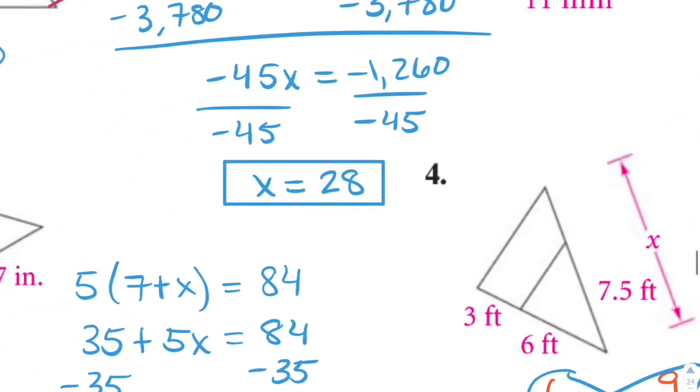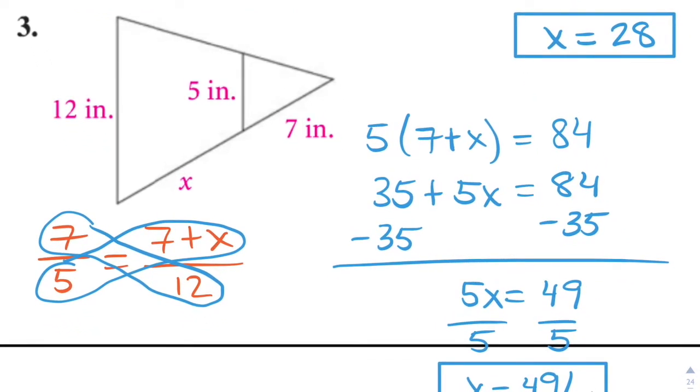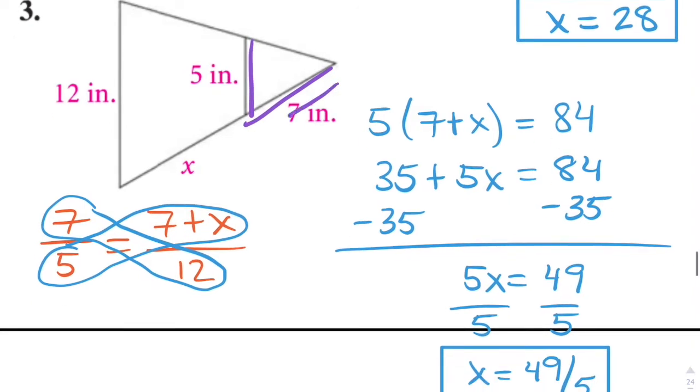All right, this next one, number 3, I'm again doing 5. This time I did 7 is to 5. So I did the side of the smaller triangle to the base of the smaller triangle is the same as the side of the bigger triangle is to the base of the bigger triangle. I could have done 7 is to 5 as 7 plus x is to 12, or I could have done 7 is to 7 plus x as 5 is to 12, as long as you talk your way through it and you're staying consistent.